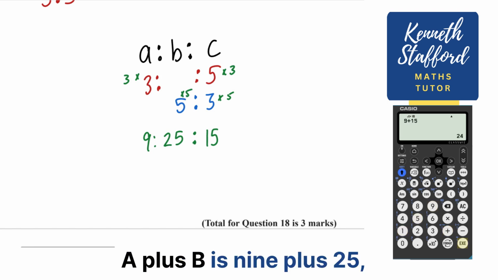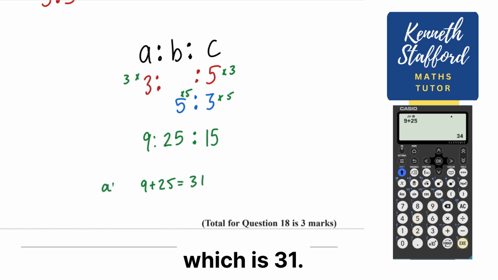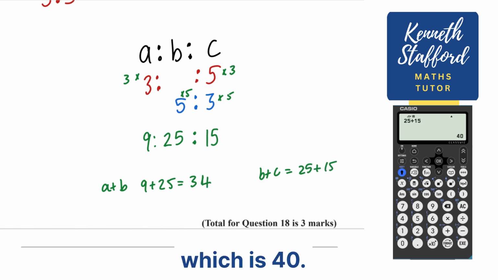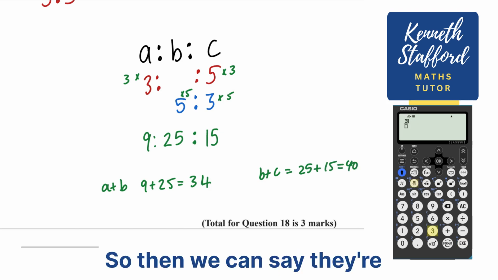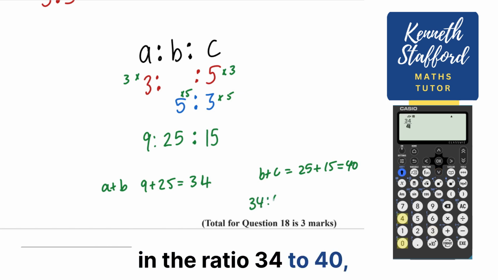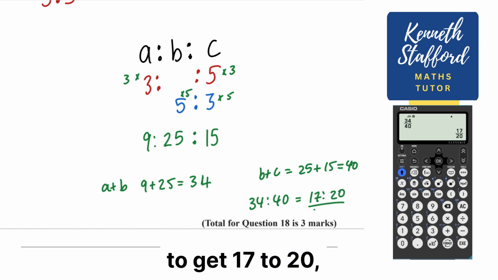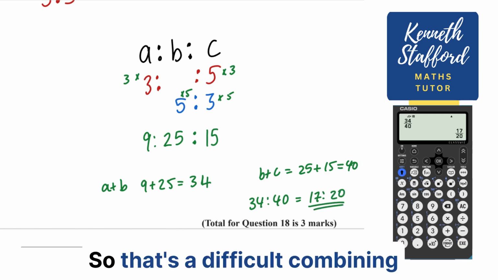A plus B is 9 plus 25, which is 34. And B plus C is 25 add 15, which is 40. So then we can say they're in the ratio 34 to 40, and we can halve those to get 17 to 20, which is what it wanted us to show. So that's a difficult combining ratios question.